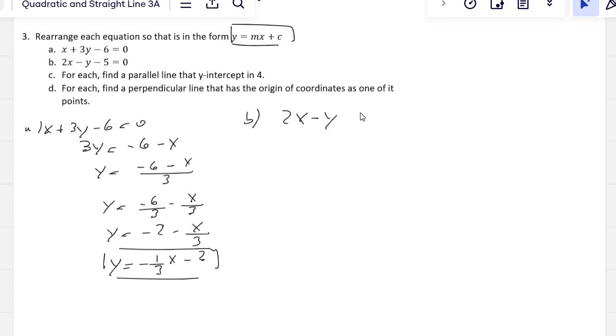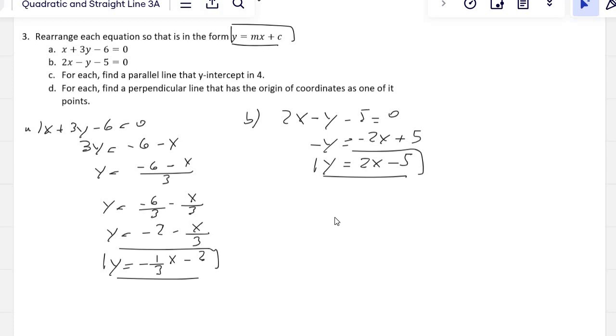2x minus y minus 5 equals 0. So since y is negative, you can change it to the other side. Okay, it's the same. Minus y equals minus 2x plus 5. We send 2x and minus 5 to the right side of the equation, and then you have to remove this negative sign. When you remove this negative sign, you change the signs of the numbers on the right. So it's y equals 2x minus 5. Okay, so we have solved that.